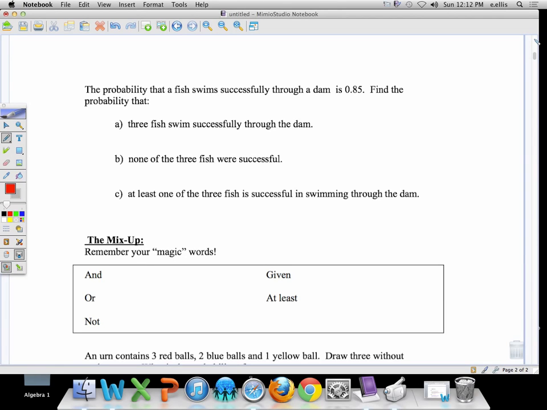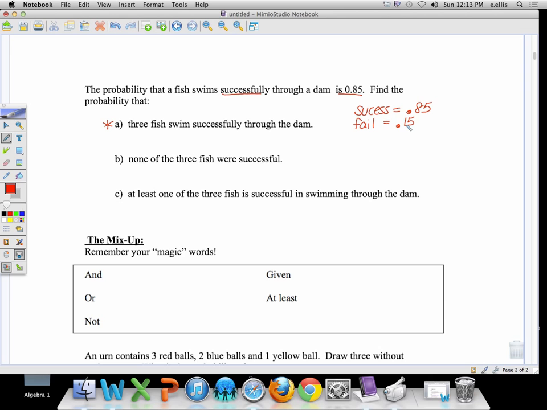The probability of a fish going through a dam successfully is 0.85. We want to find the probability that, first, 3 fish go through successfully. Success up here was 0.85, so we'll write that over here on the left. Success is 0.85. That means the probability that they fail is the remaining 0.15.